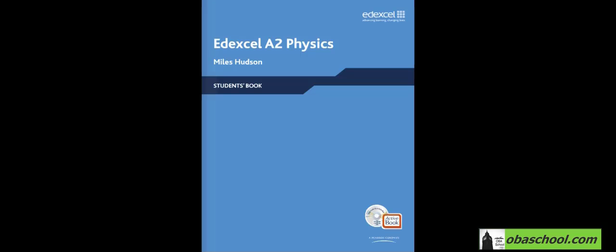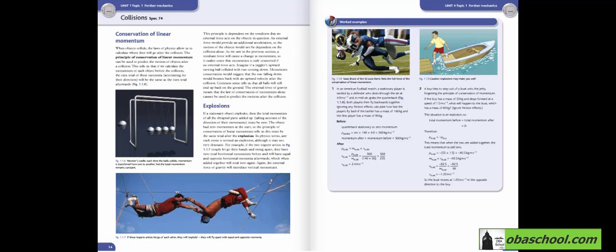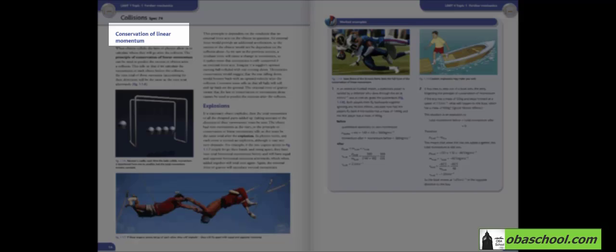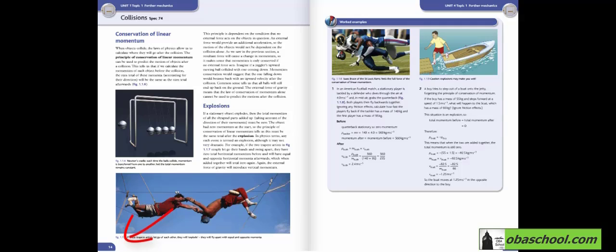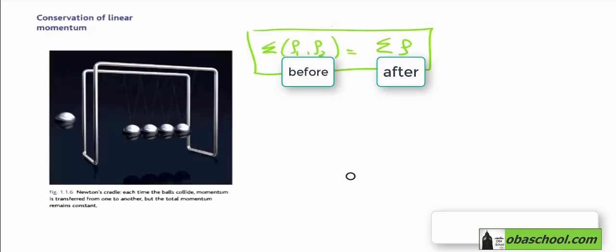From our book Edexcel A2 Physics, we are going to look at the conservation of linear momentum again, which is on page 14. As we've learned before, the conservation of linear momentum is the conservation of momentum before and after collision, as you can see in this question. But this equation has its own rules.